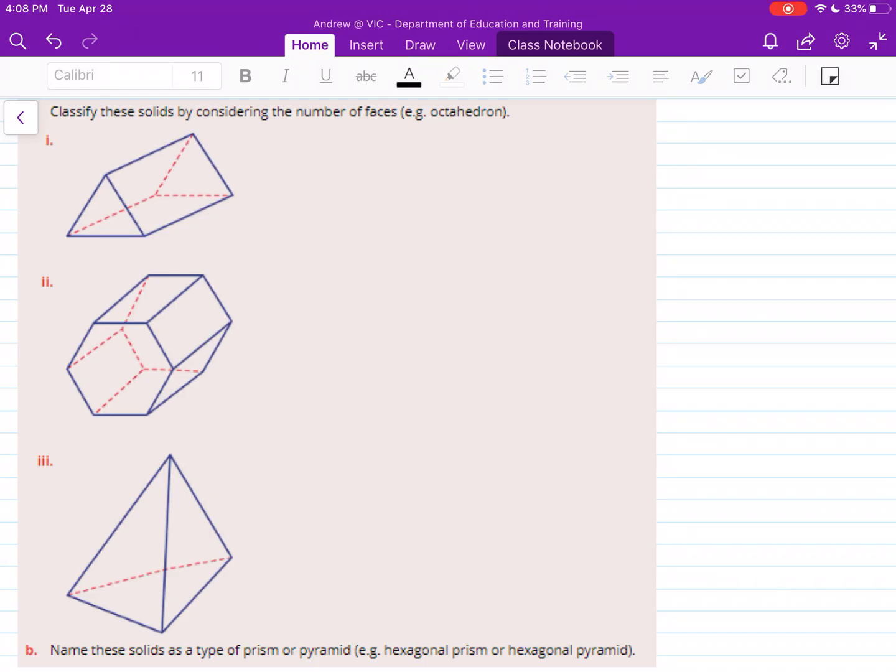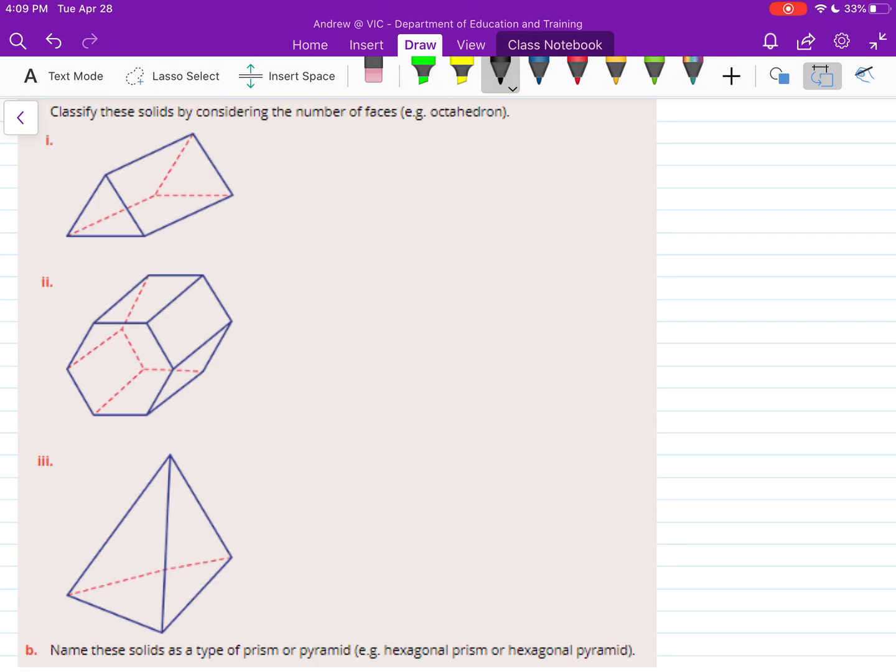G'day, so in this video today we're going to be looking at classifying solids either by the number of faces or if they're a prism or pyramid and so forth. So first you can see here, classify these solids by considering the number of faces. So all we need to do is count the number of faces and put the right prefix for it, okay? So just make sure that you are getting the right prefix.